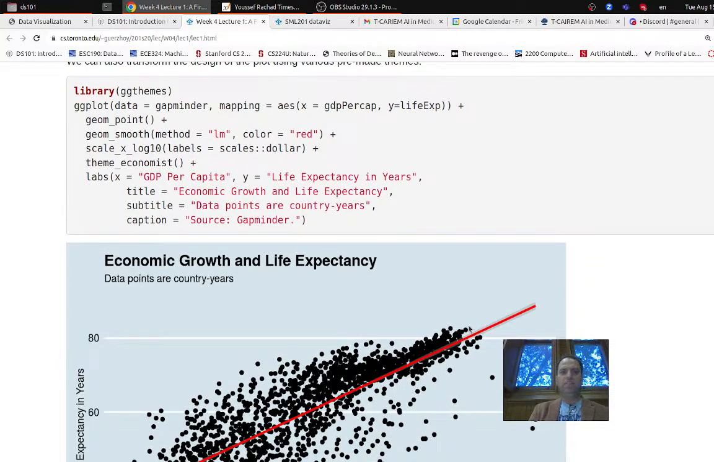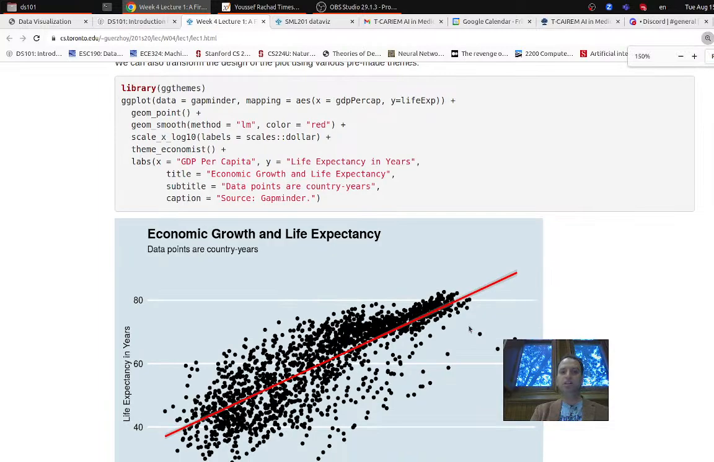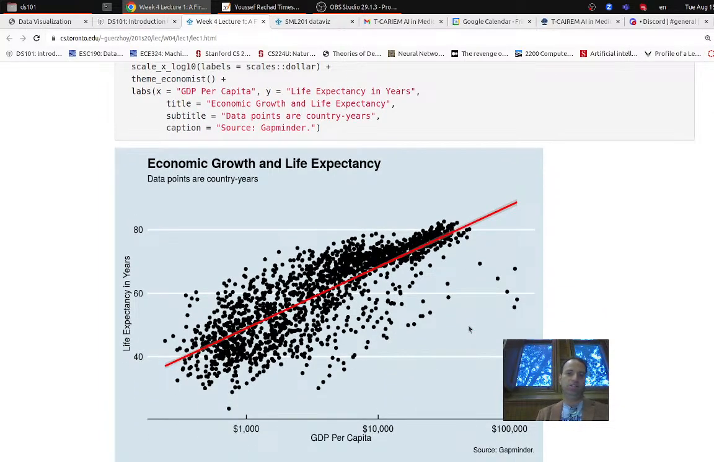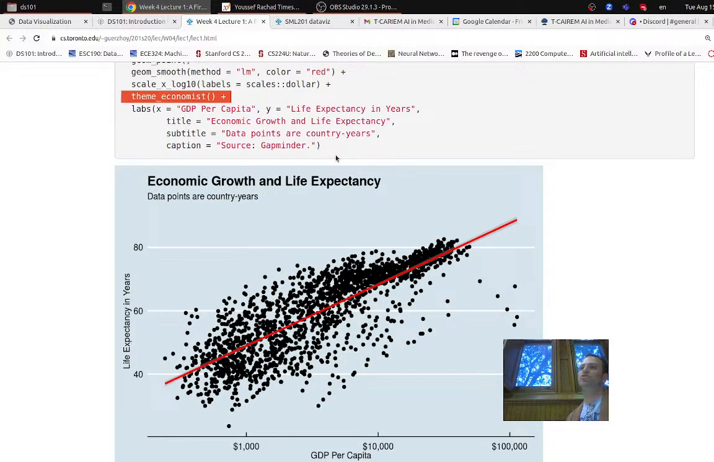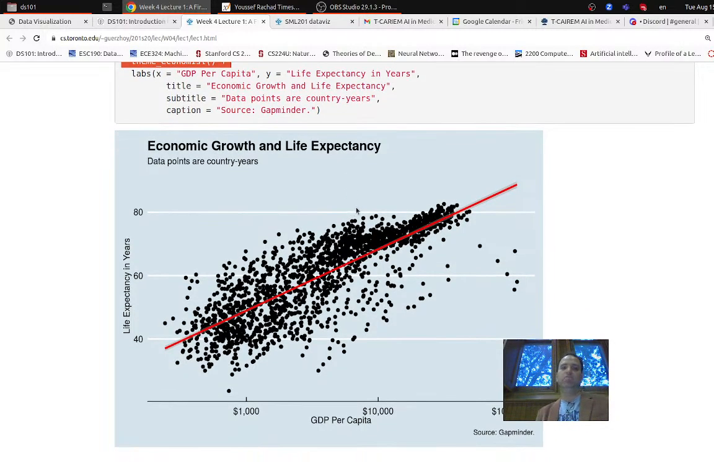So finally, there are different themes. If you, like me, like The Economist, which is a magazine, I guess officially it's called a newspaper, you can have charts in the style of The Economist, just out of the box, if you just say theme economist. And there are various themes, so you can pick one that you like.